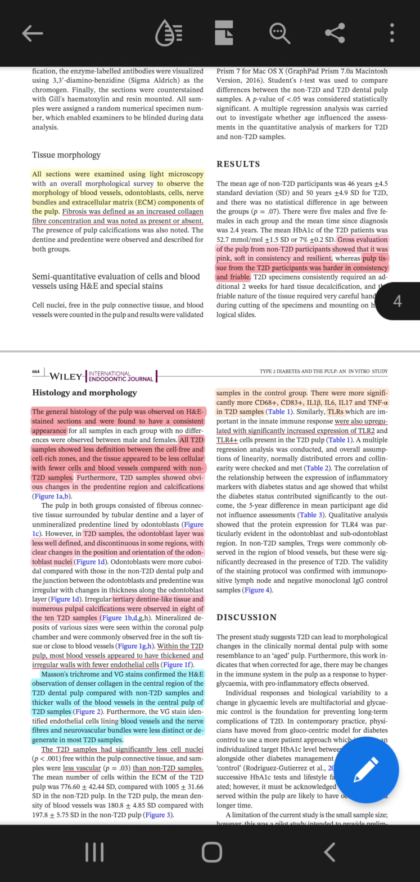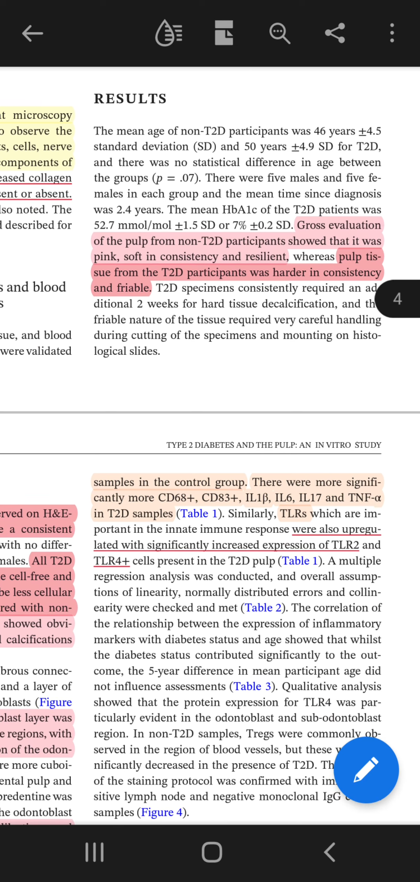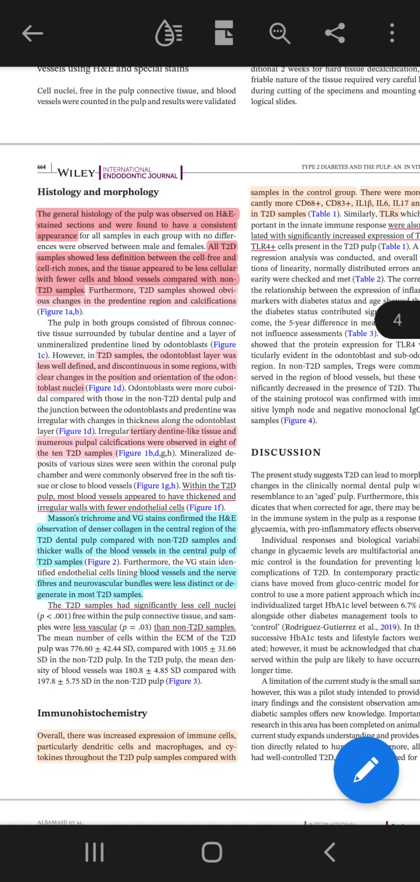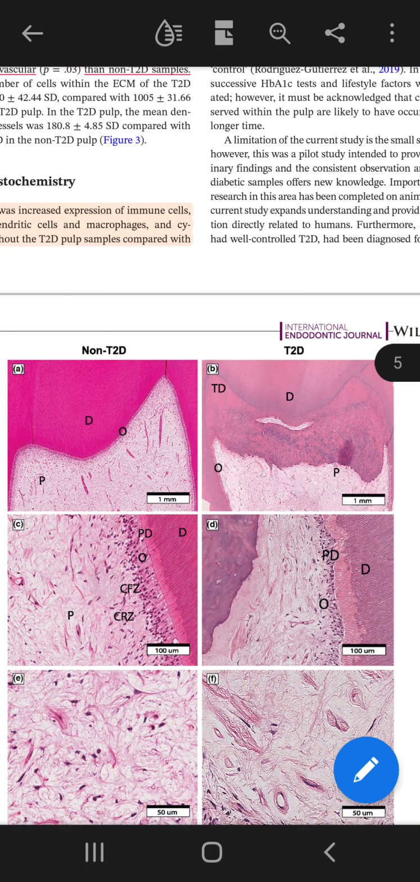For the results, the first evaluation: the pulp for non-diabetic patients was pink, soft in consistency, and resilient. However, for a type 2 diabetic patient, it was much harder and friable. Also, what they noticed on the H&E staining slides is that the cellular component of the pulp was much less in type 2 diabetic patients when compared to non-type 2 diabetic patients.